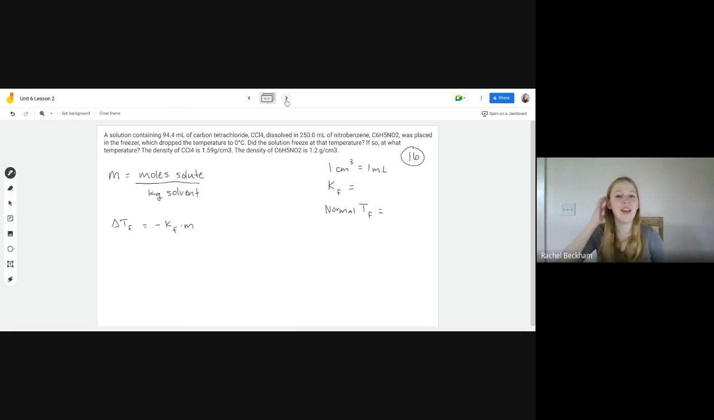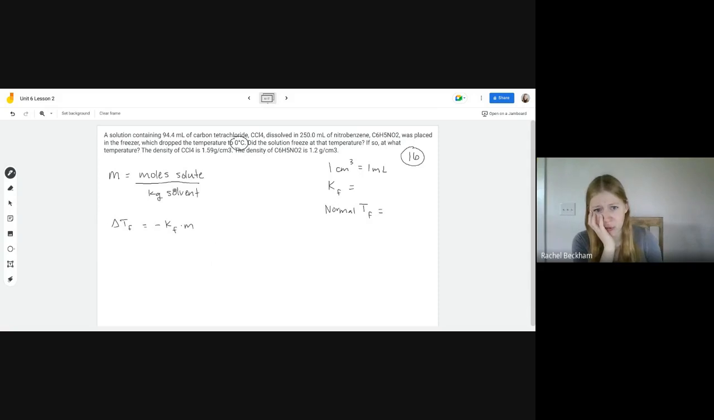Only 2 more, okay? So number 16, let's kind of read what it's asking here. So it gives us some information. We've got carbon tetrachloride dissolving in nitrobenzene. It was placed in the freezer, and the temperature is at 0 degrees in that freezer. Did the solution freeze at that temperature? If so, at what temperature, or if not, at what temperature? So we need to figure out the freezing point of this mixture so that we can figure out, when it's at 0 degrees, is that enough for it to be frozen or not?